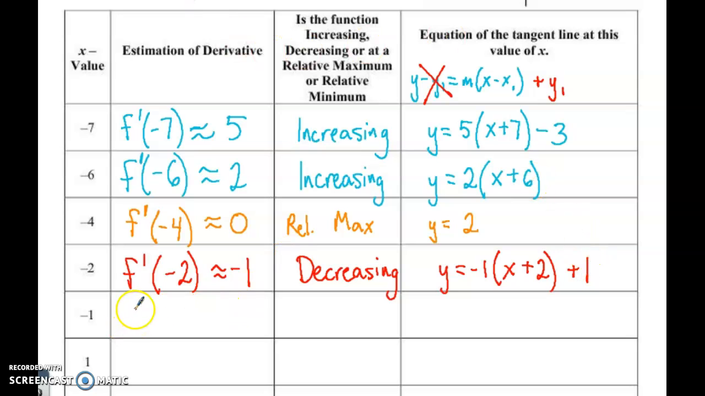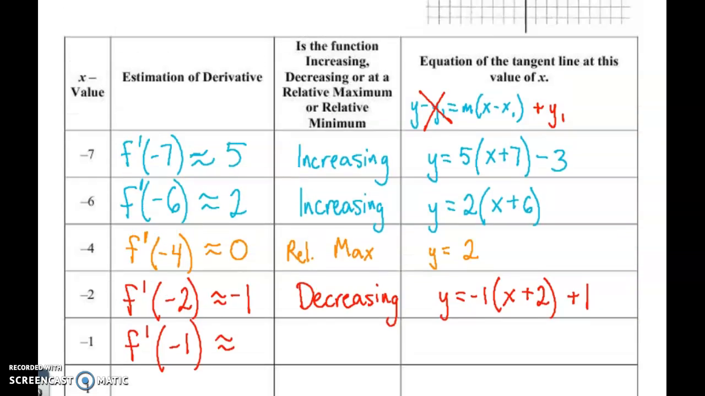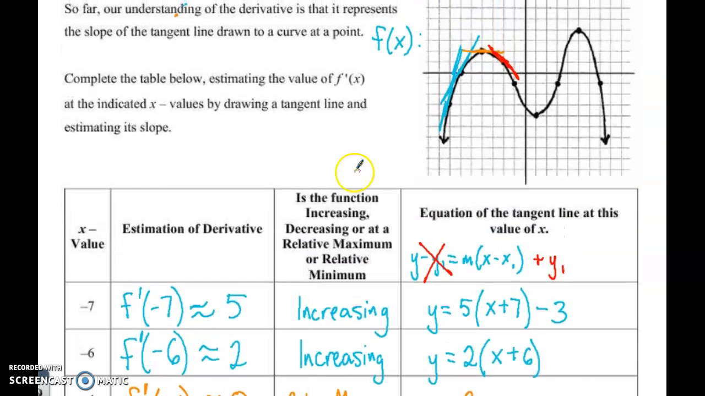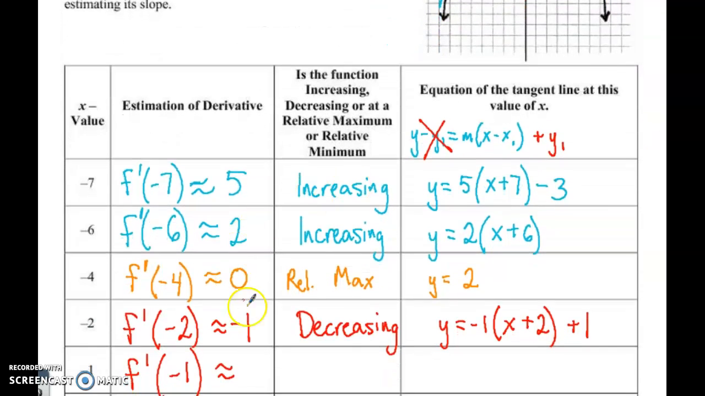The next one is f prime of -1. I think it looks a little steeper there. If I go up to my graph, I don't know what I should make it. Kind of looks like it's down 3 over 1. But the important thing is it's going down and to the right, which makes it a decreasing function.